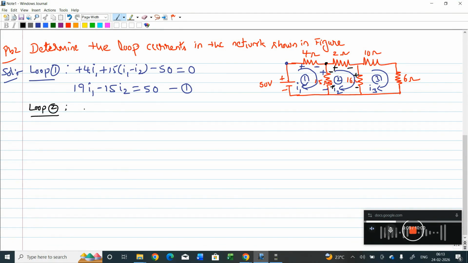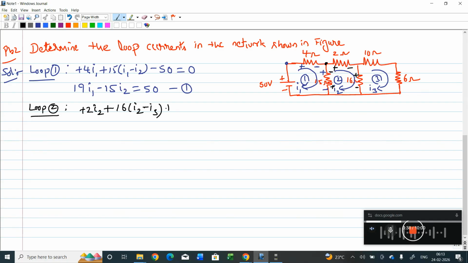In the 2 ohms alone, I2 current flows, so plus 2 I2. The 16 ohms is common to both loop 2 and loop 3, so both currents I2 and I3 flow, but we are taking loop 2 as our reference. So I2 current we take as positive: 16 into I2, and I3 is in the opposite direction to I2, so we take it as I2 minus I3.